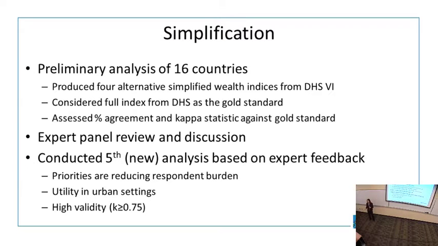It needs to have utility in urban settings, meaning we know that those living in urban areas tend to be wealthier. So if a clinic is based solely in an urban area, we want to know, are we serving the urban poor, which would generally be wealthier than a rural poor. And it has to have a high level of agreement with the full demographic and health wealth survey. So this kappa statistic of 0.75 means that it has a high level of agreement with the full.